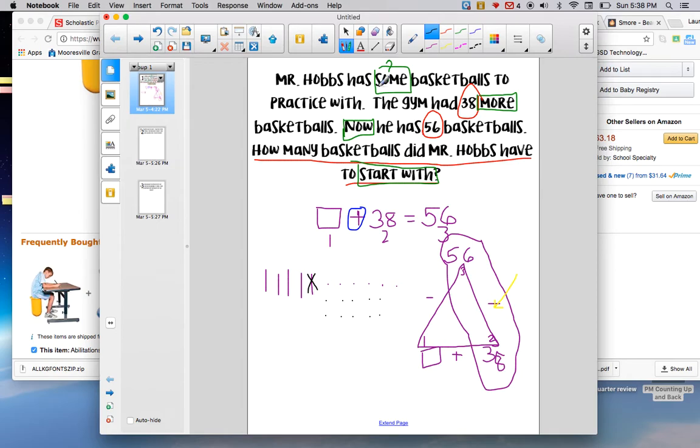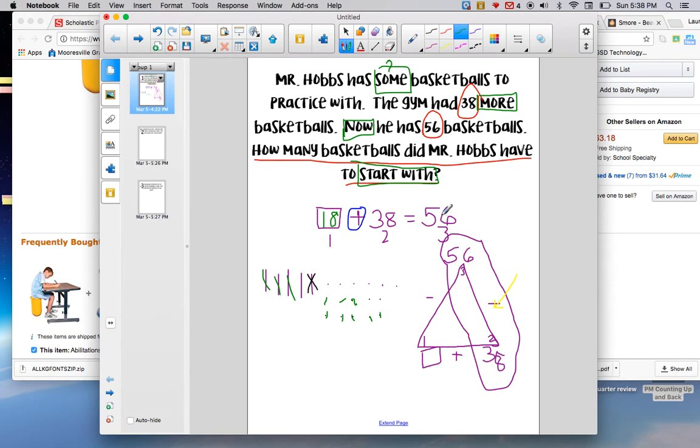So now I can take away 8 ones from 38. Remember 38 was my other number I'm taking away from 56. So 8 ones. 1, 2, 3, 4, 5, 6, 7, 8. So I have 8 ones left. Now how many 10s do I need to take away? I need to take away 3. So 1, 2, 3. So I only have 1 10 left.